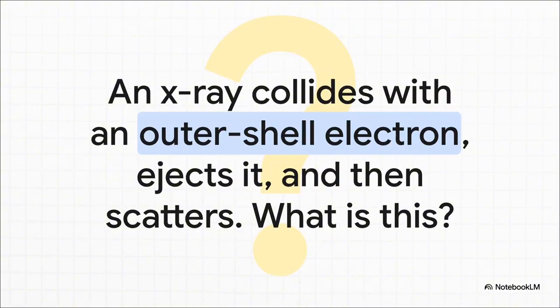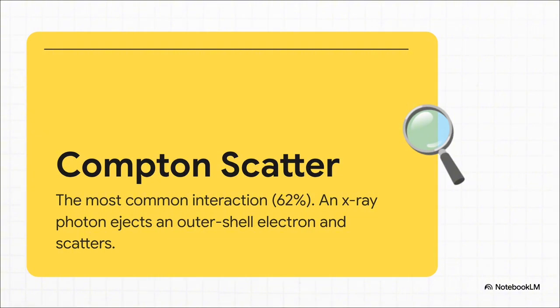Okay, next up, what about the most common thing that happens? This is where a photon comes in, collides with an outer shell electron, knocks it loose, and then kind of ricochets off in a new direction with less energy. That one is Compton scatter. It happens the majority of the time, and it's the main reason we have scatter radiation, which isn't great because it can create a sort of fog on the image. So it's the most common interaction, but it doesn't really help us see anything.